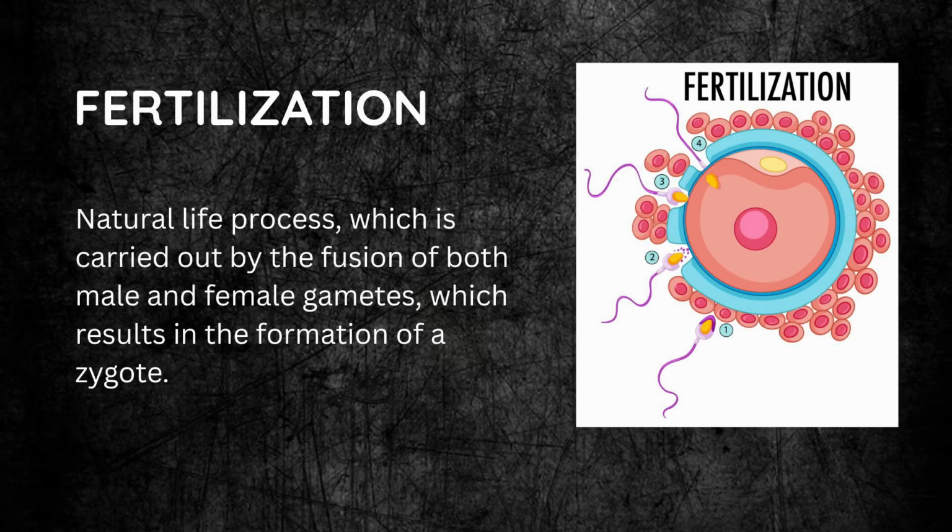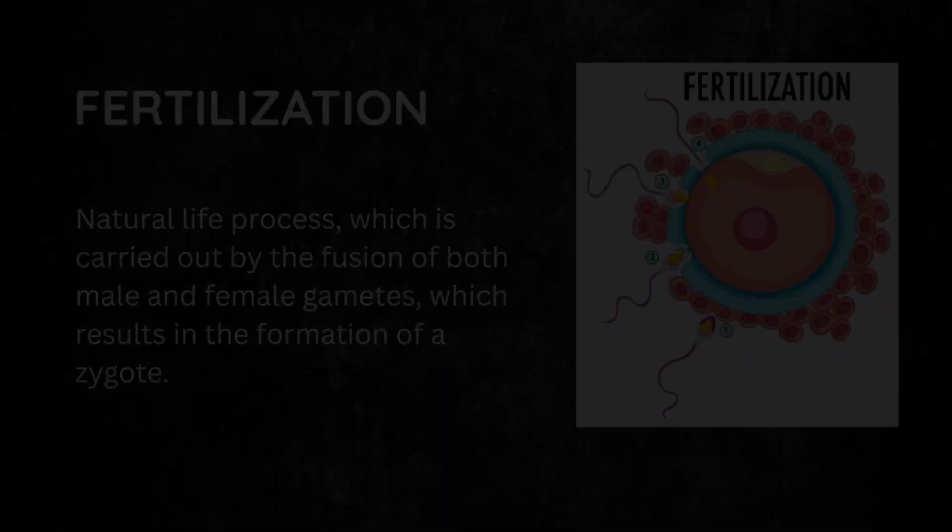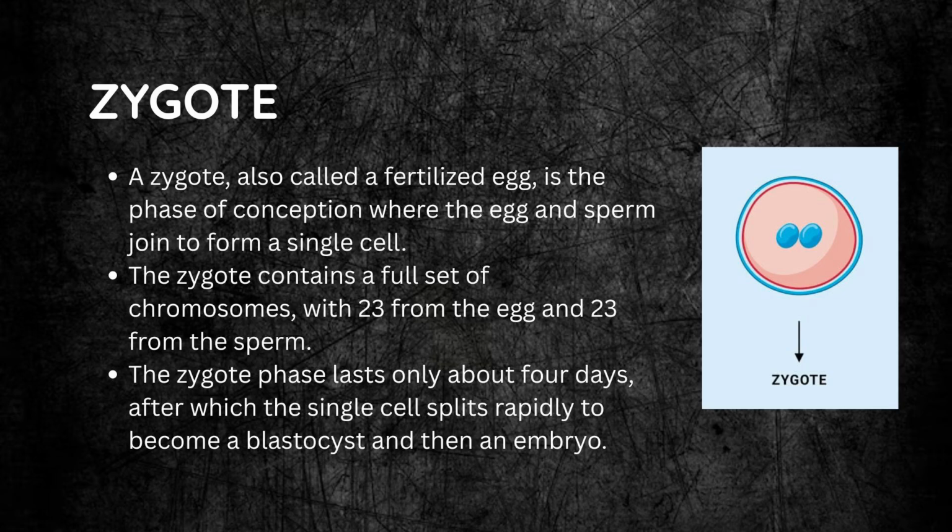So, fertilization is the natural life process which is carried out by the fusion of both male and female gametes, which results in the formation of a zygote. What is a zygote? A zygote, also called a fertilized egg, is the phase of conception where the egg and sperm join to form a single cell. The zygote contains a full set of chromosomes with 23 from the egg and 23 from the sperm.